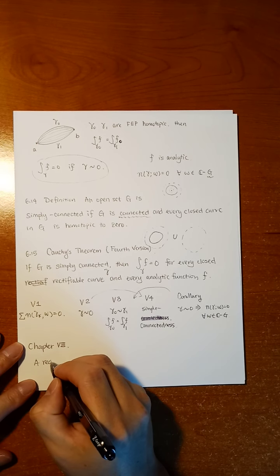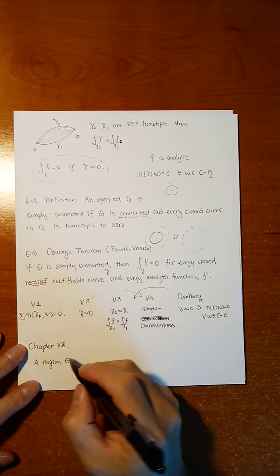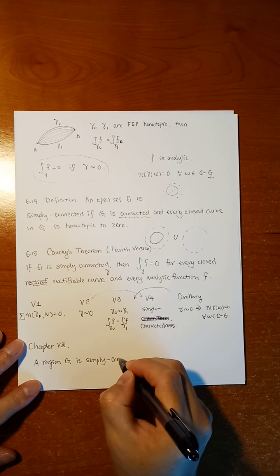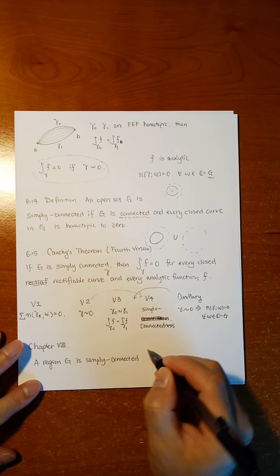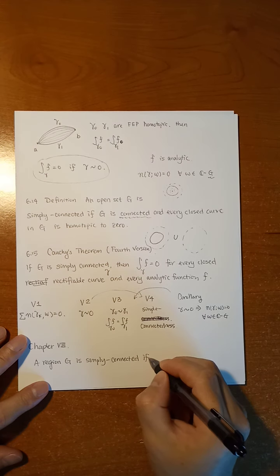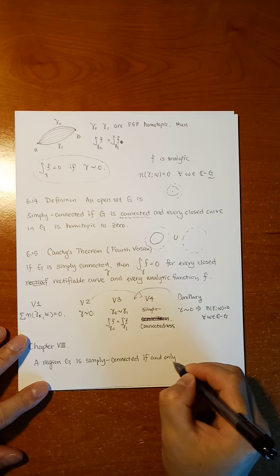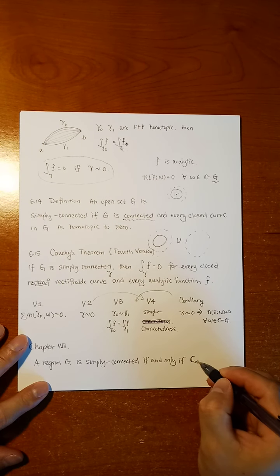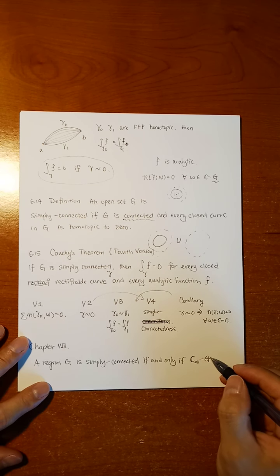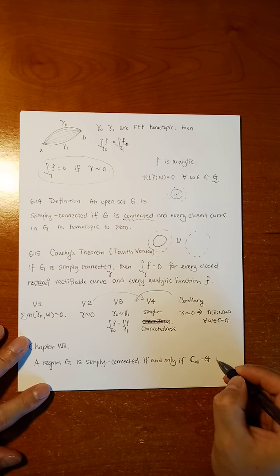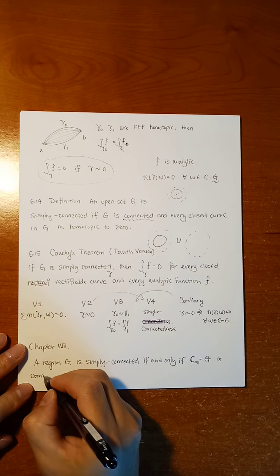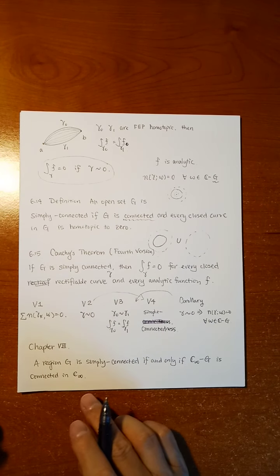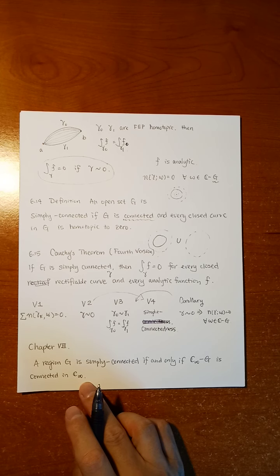A region G is simply connected if and only if the extended complex plane without G, its complement in the extended complex plane, is connected, in the, of course, extended complex plane. Okay, so this is simple connectedness in the complex plane.